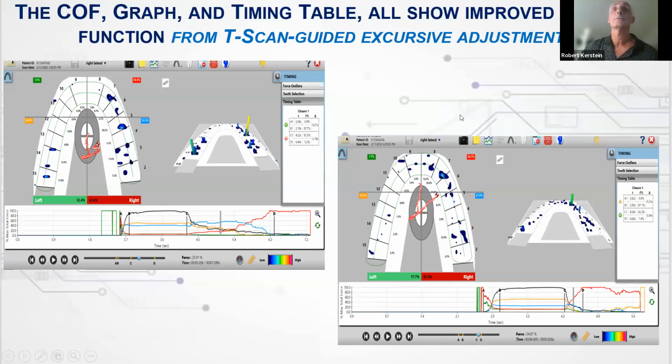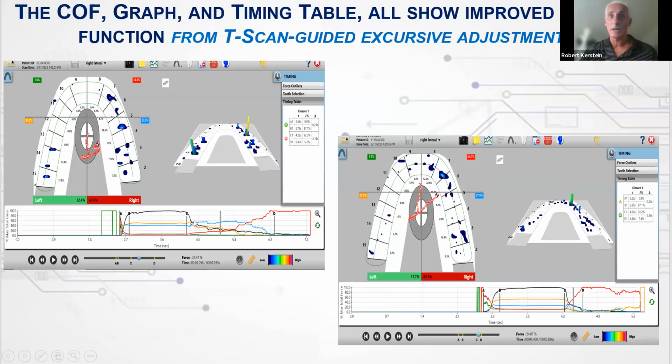Okay, so this is my last slide. When you make corrections to the occlusion that are measurably beneficial, and that's really what digital measured occlusion is all about, you're using metrics to know that you've made beneficial improvements that are beyond the patient saying, yeah, I think it feels good. The patient has to say it feels good, but they could say it feels good and it could be 65% left, 35% right. They're not that precise. So all three things will change when you improve excursive function from T-scan guided adjustments.